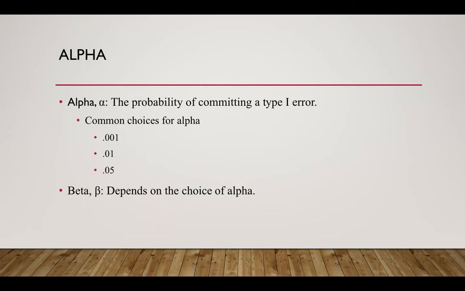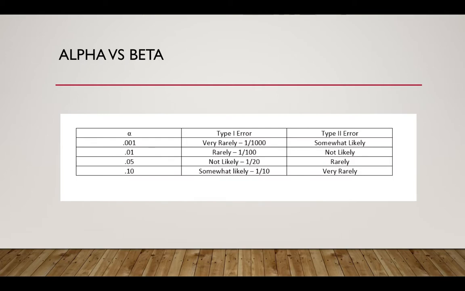So, a little bit more about alpha. It is the probability of committing a type 1 error. Common choices for alpha are 0.001, 0.01, and 0.05. Sometimes you even see 0.10, not often, though. And the value for beta, which again is the probability of committing a type 2 error, depends on the choice of alpha.